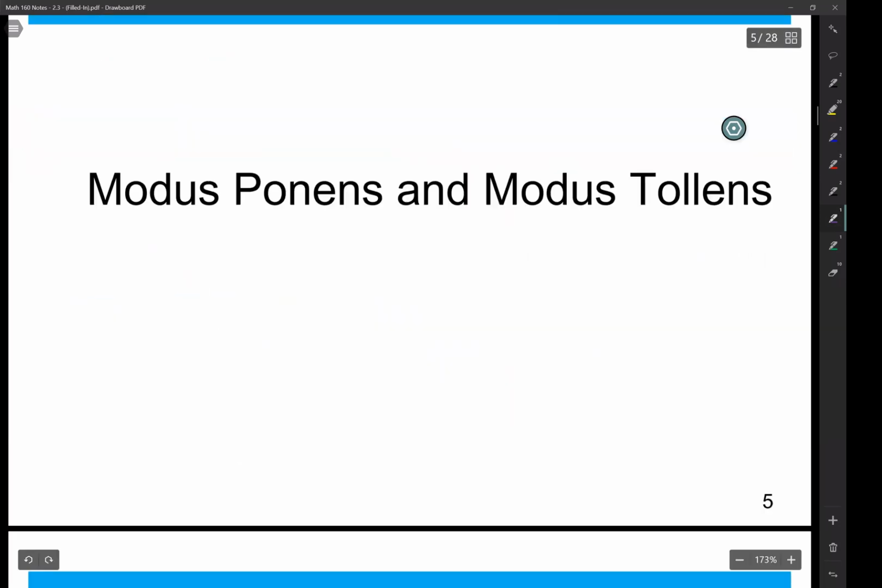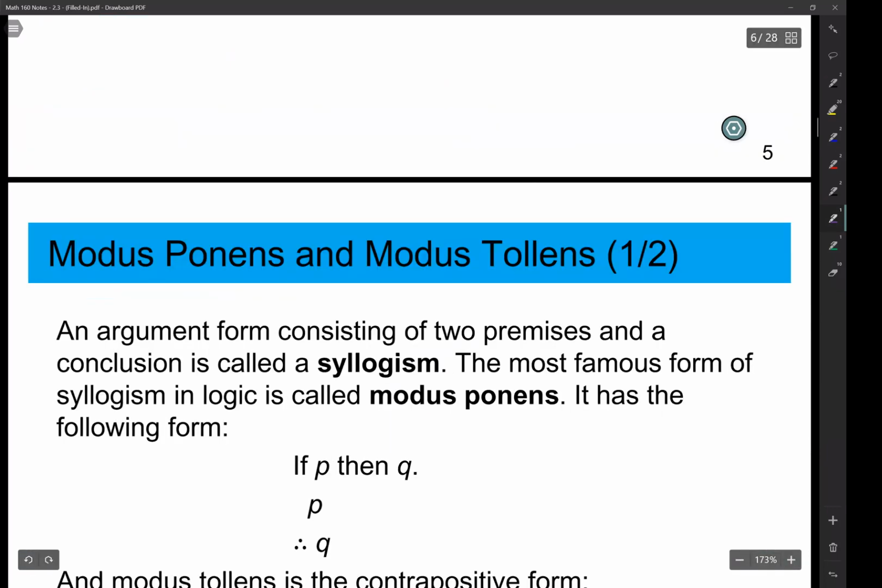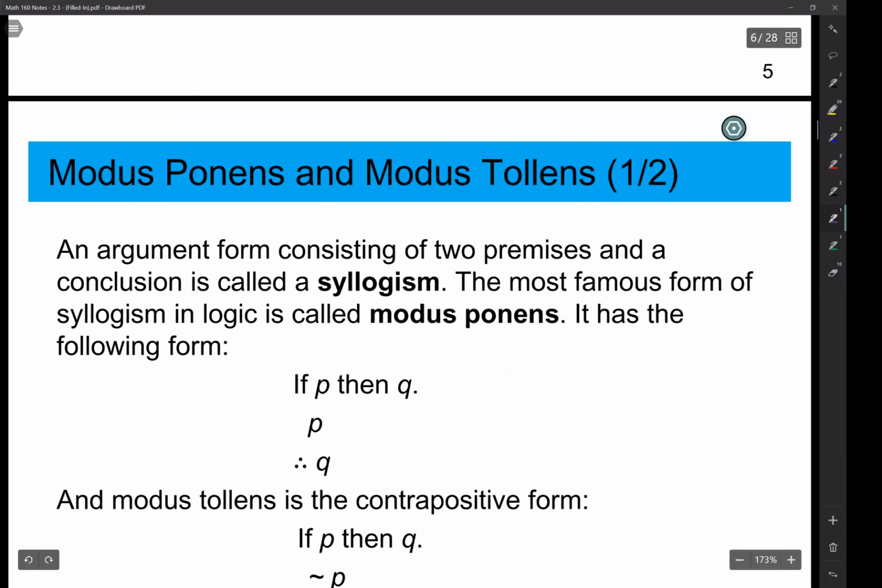Moving on, modus ponens and modus tollens. So these are valid argument forms, and they're a special form called a syllogism. Syllogism just means that you have two premises, a major and a minor. The major is the first. So this is the major premise.